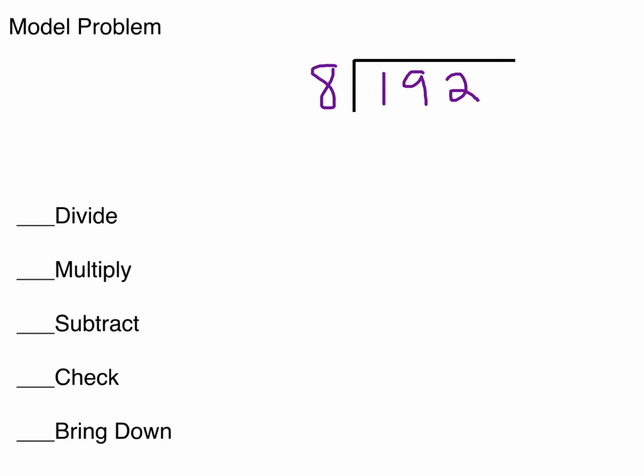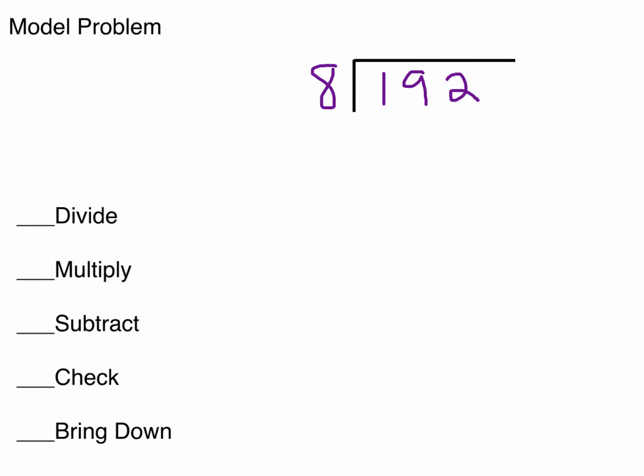So to begin, I'm going to model for you for our model problem how to divide 192 divided by 8. I'm going to use this mnemonic device over here on the bottom left, divide, multiply, subtract, check, and bring down, which could stand for does McDonald's sell cheeseburgers? It does, or they do, but it also helps you to divide.